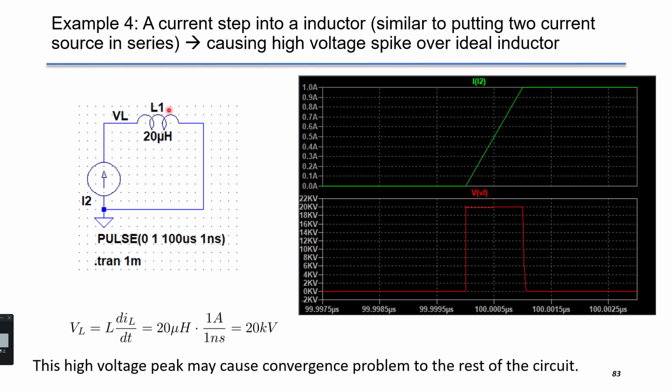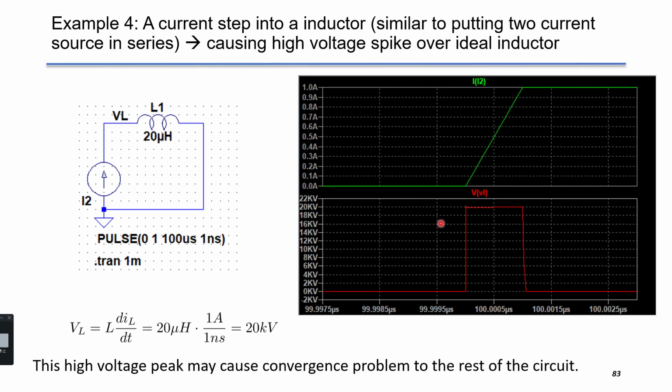This example shows a current step into an inductor. In this case, the inductor is very similar to a current source, so we kind of violate the KCL. This will cause a high voltage spike over this ideal inductor. The inductor voltage VL equals L times di over dt. In this case, it's 20 microhenries times 1 amp per 1 nanosecond, which gives you 20 kilovolts over the inductor.